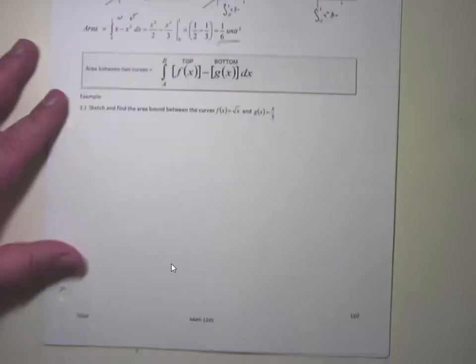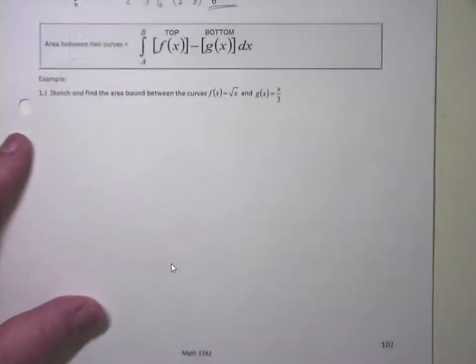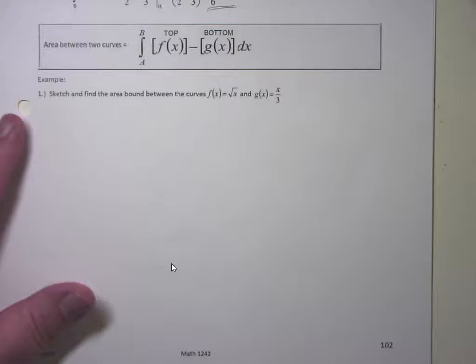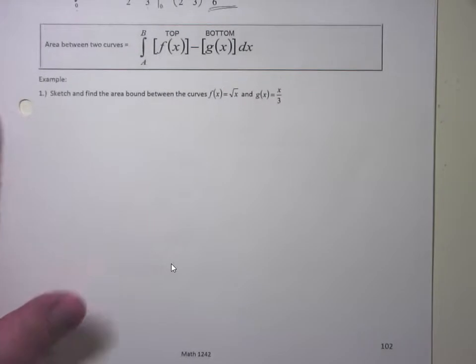So here's what we picked up last time. And here's my formula, the integral from a to b of top minus bottom dx. And we've got an equation here. It says: sketch and find the area bounded by the curves f of x equals the square root of x and g of x equals x divided by 3.